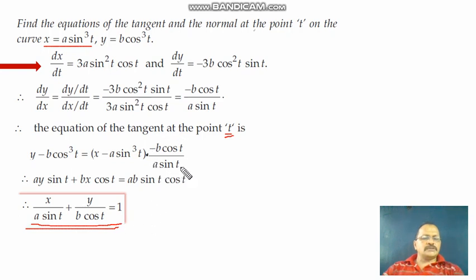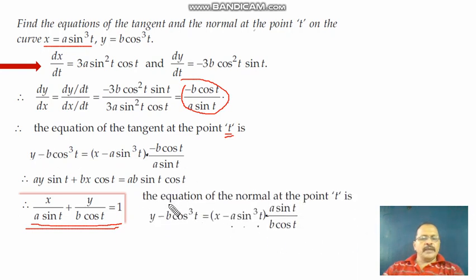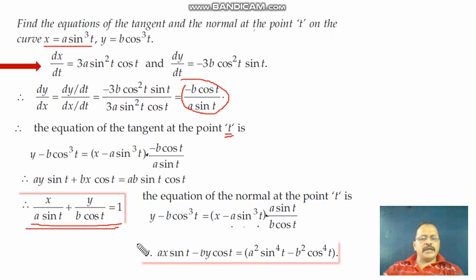Now since this is the slope of tangent, the slope of normal is the reciprocal of this. Using that reciprocal slope, we can find the equation of normal using a similar formula. Equation of normal is y minus y1 is equal to slope into x minus x1. Again, rearranging the terms, we get the equation of normal as ax sin t minus by cos t is equal to a square sin raised to 4t minus b square cos raised to 4t. This is the equation of normal.